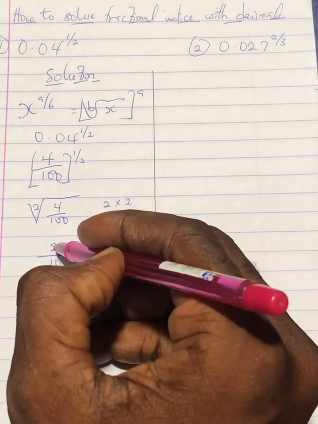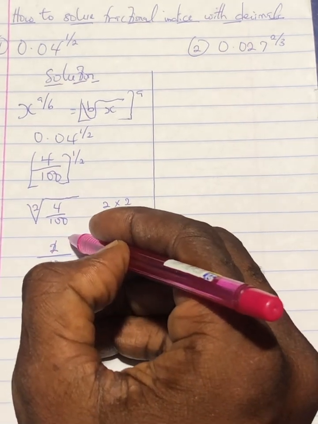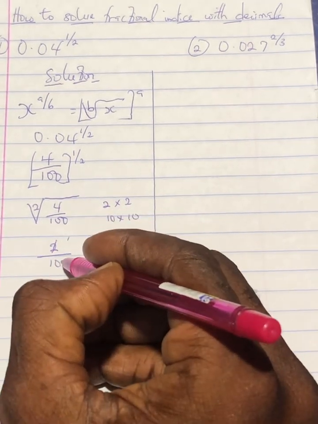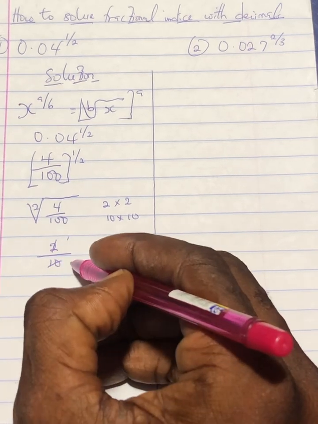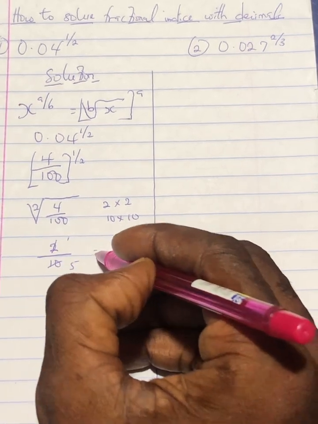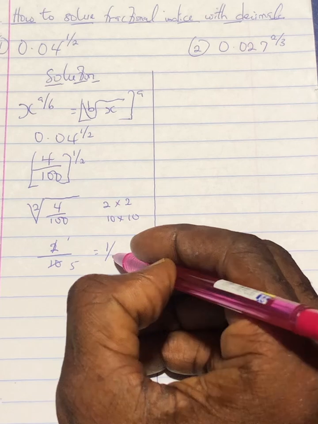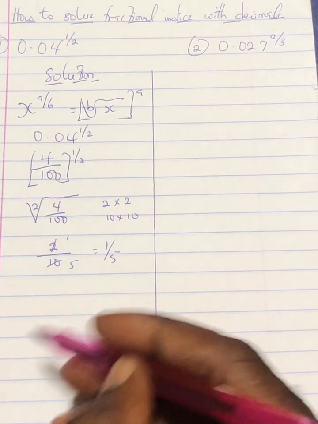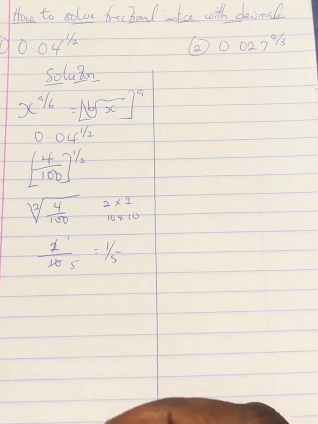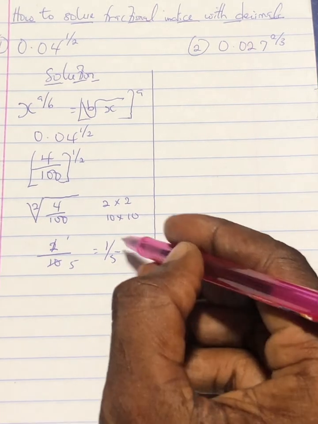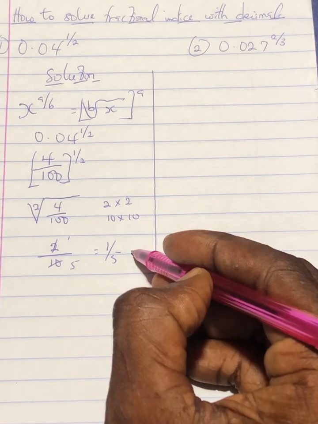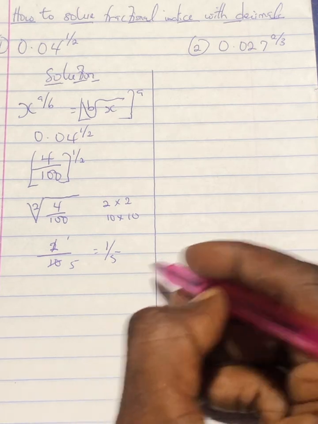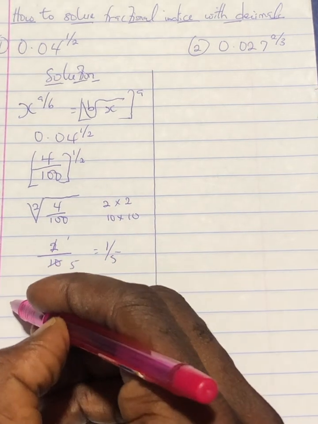So we can cancel 1 here, 2 here, just 1. Then 2 here will give us 5, which is the same thing as 1 over 5. Now let's see. You believe with me that 1 over 5 is the same thing as 0.2. Let's check if it is true.